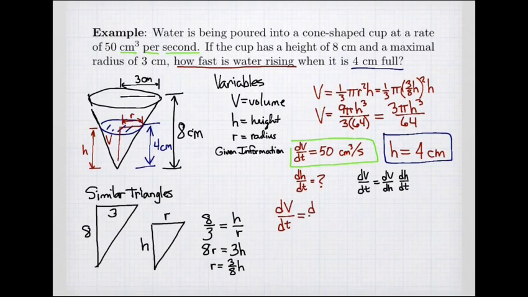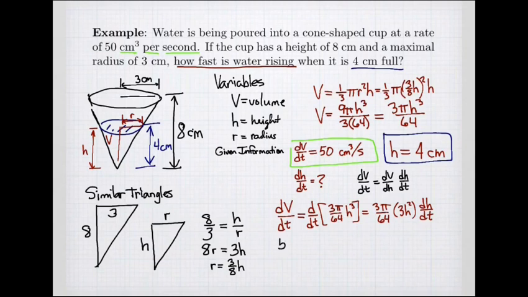is the rate of change of my formula, 3 pi over 64, h cubed. And by the chain rule, I get 3 pi over 64 times 3h squared times the derivative of height with respect to time. And now I have an equation for my various values. So we can now substitute our values that we know.